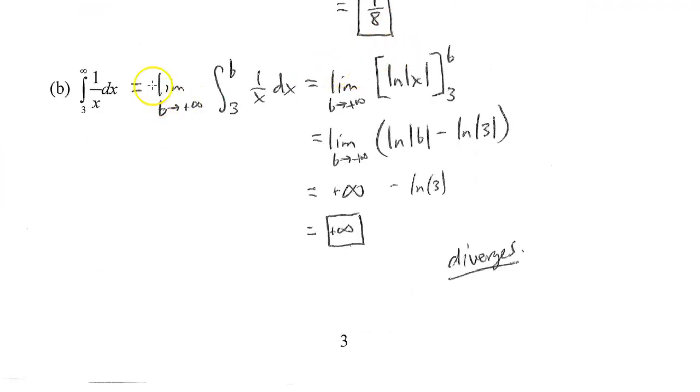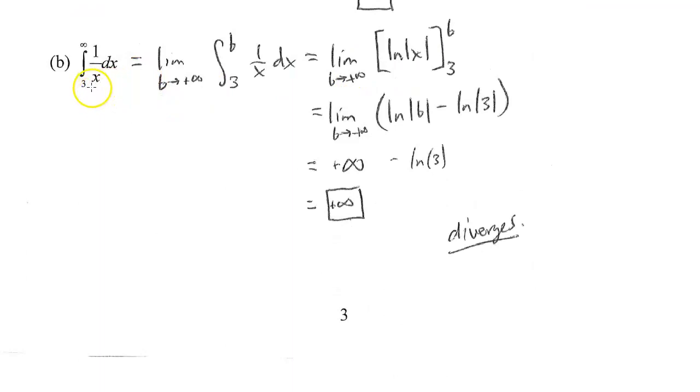Okay, now what about the integral of 1 over x? Let's do it from 3 to infinity. Well, the integral of 1 over x from 3 to infinity, we can integrate from 3 to b and take the limit as b approaches infinity. Now remember, the integral of 1 over x is the natural log of the absolute value of x. So if we plug in b and plug in 3, we get the natural log of the absolute value of b minus the natural log of the absolute value of 3.